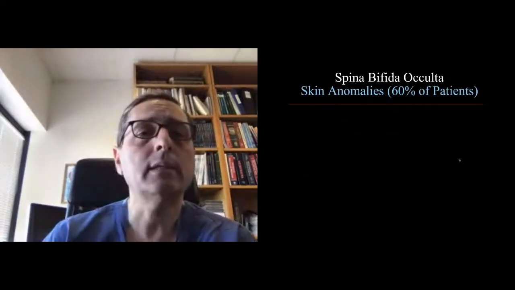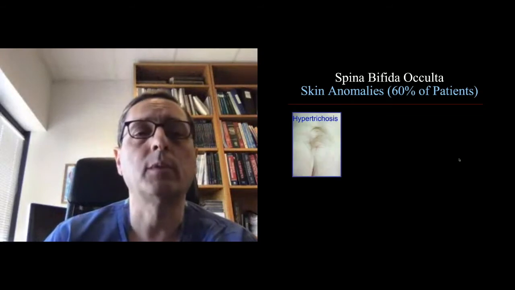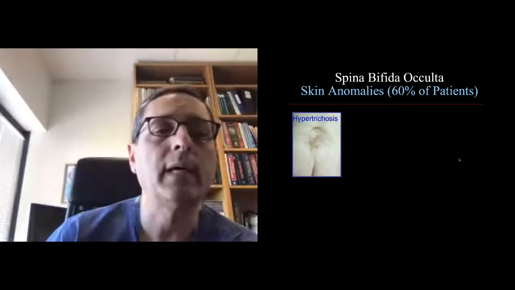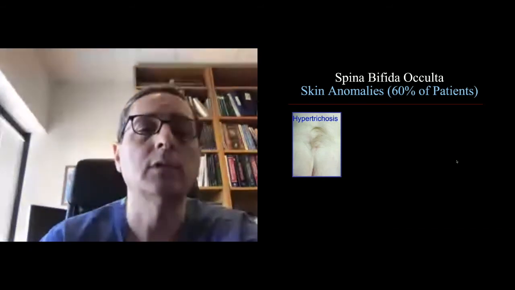So here is an example of the skin anomalies that we see. On the back, you can have a tuft of hair, otherwise called hypertrichosis.